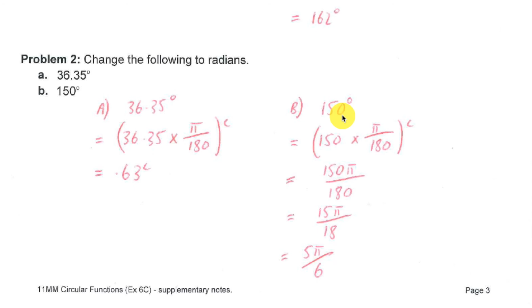150 degrees, so same situation, same technique. 150 multiplied by pi on 180, it becomes 150 pi on 180. I look for some simplification here, so it's obvious to us that 10 will go into both the upper and the bottom, so that becomes 15 pi on 18. And then I can simplify again by dividing both the top and the bottom by 3 to end up with 5 pi on 6. So 150 degrees is equal to 5 pi on 6 radians. That's as much as we need to do.